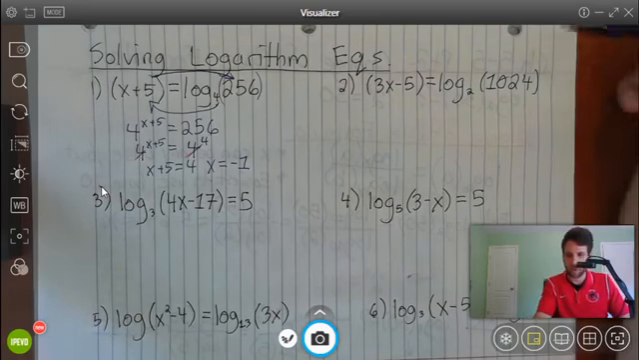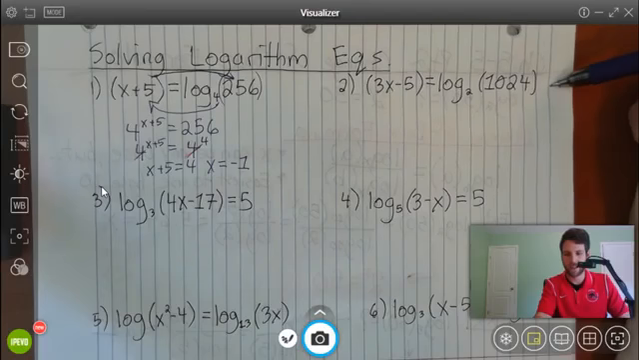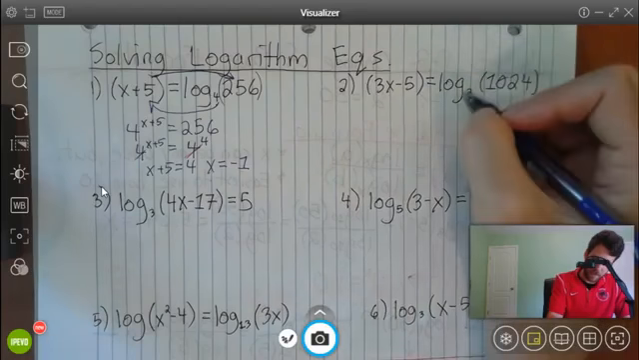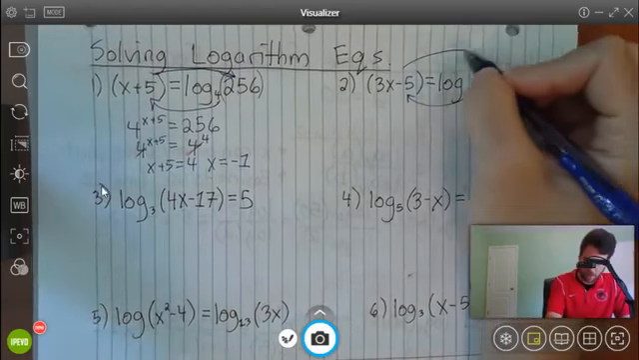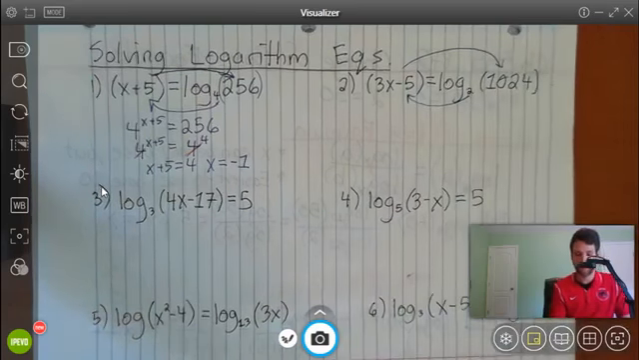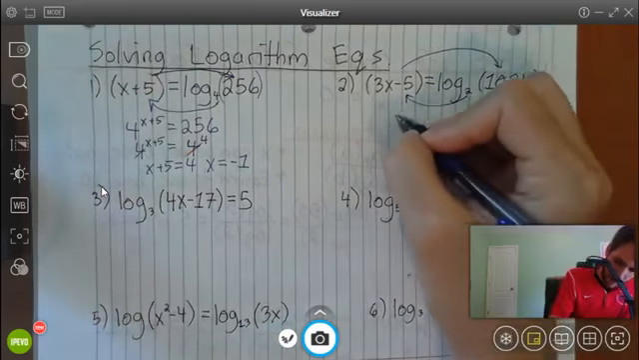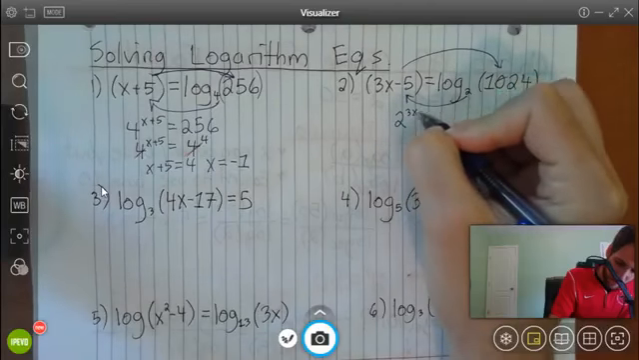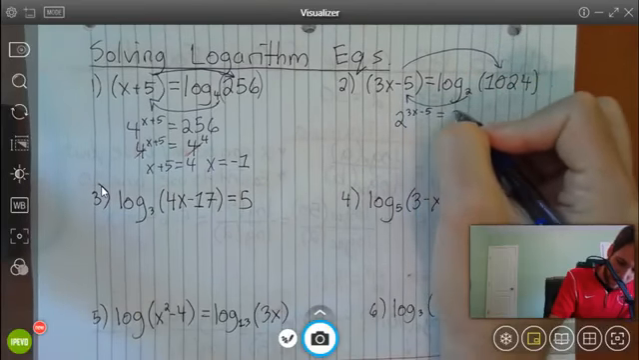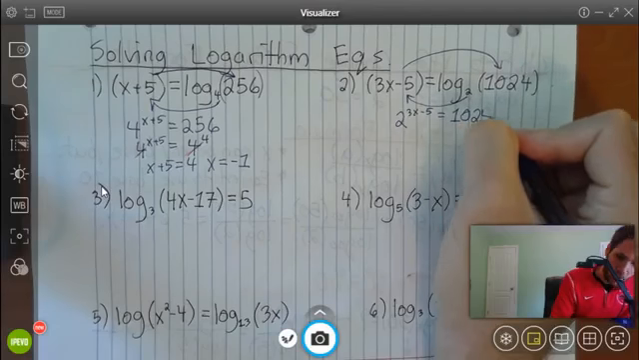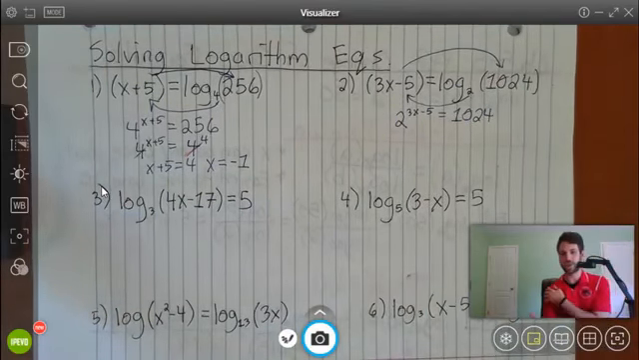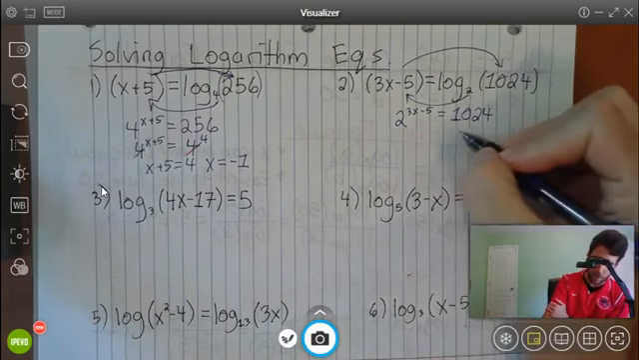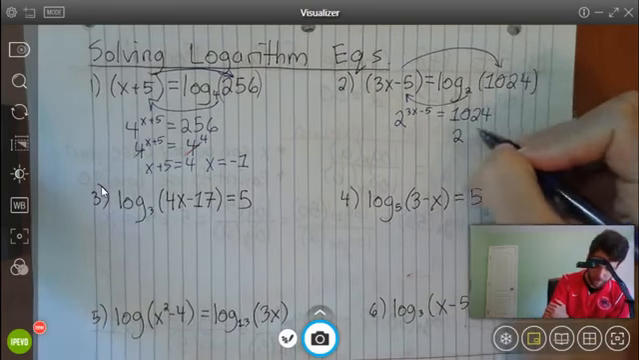So try to work out number 2, get an answer for x, see if it compares to what I'm about to go over. So first step is the same, 2 to the power of 3x minus 5 equals 1024. Let's write that right underneath. 2 to the power of 3x minus 5 equals 1024. You might need to use a calculator, but it turns out that 2 to the 10th power is equal to 1024.